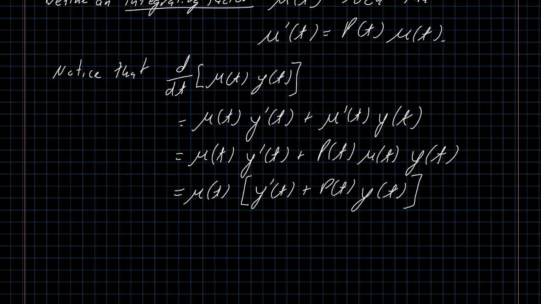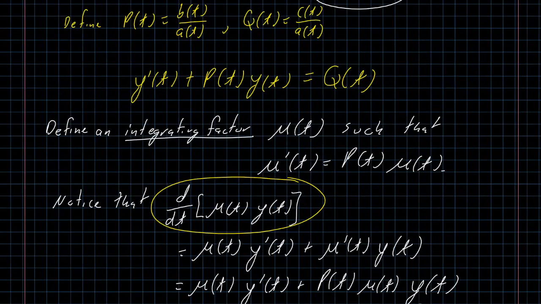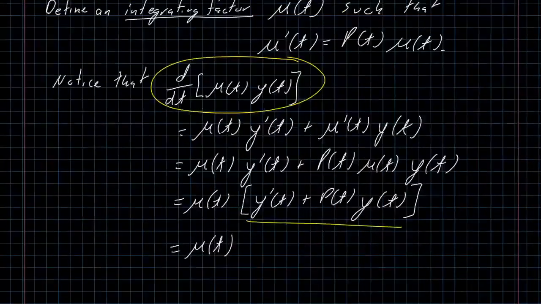And we realize that this derivative has the left-hand side of our original differential equation still sitting in it. And so from our differential equation, y prime of t plus p of t times y of t is just q of t.